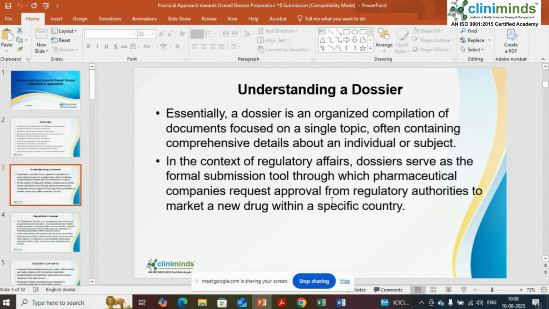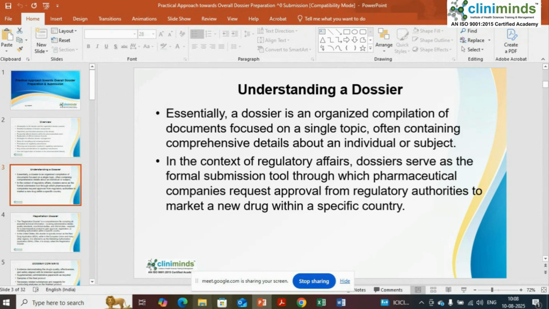So the dossier is the organized compilation of documents focused on a single topic, containing comprehensive detail, like from Module 1 to Module 5, the whole information we are keeping under the dossier. This depends upon the country, the regulatory authority, and the specific country requirements as well.